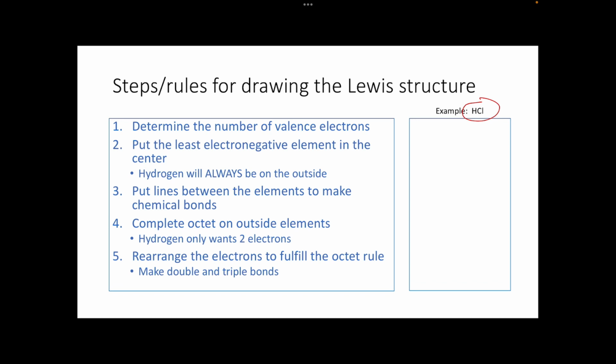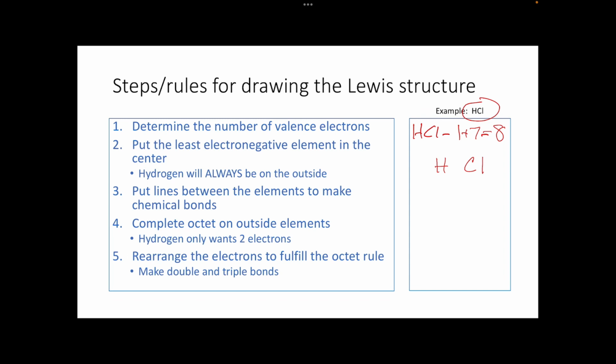So first we want to determine the number of valence electrons. So for HCl, we have 1 plus 7. So we have a total of 8 valence electrons here, all right? Now we want to draw the two atoms together. So we'll draw our hydrogen and we'll draw our chlorine. Now, since there's just 2, we can draw them side to side. If we were drawing more than 2, we would put the least electronegative in the middle, or hydrogen. Hydrogen always goes on the outside.